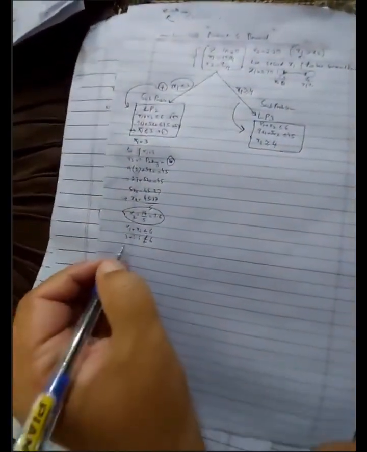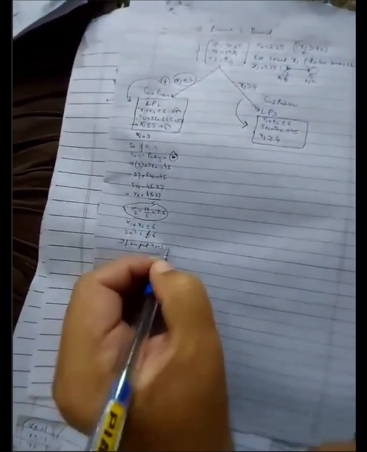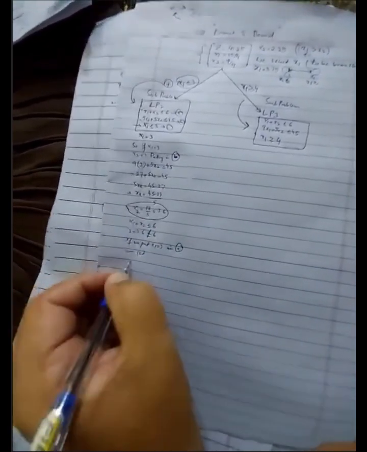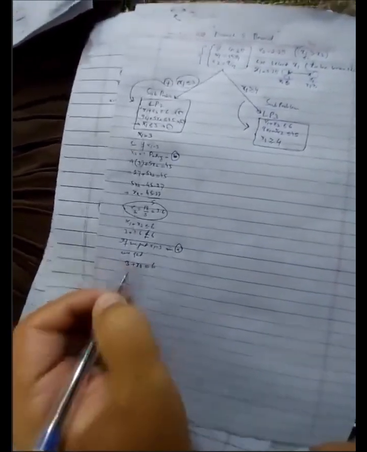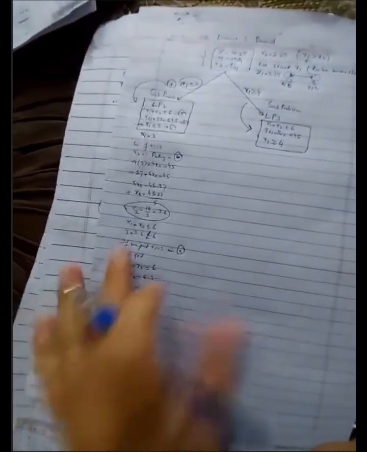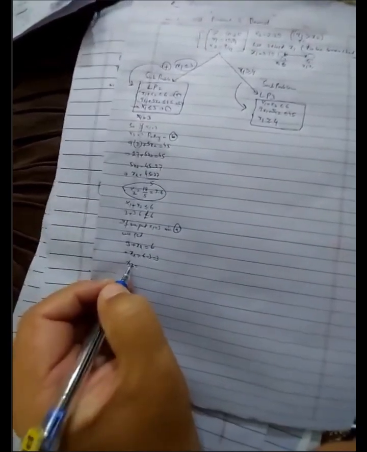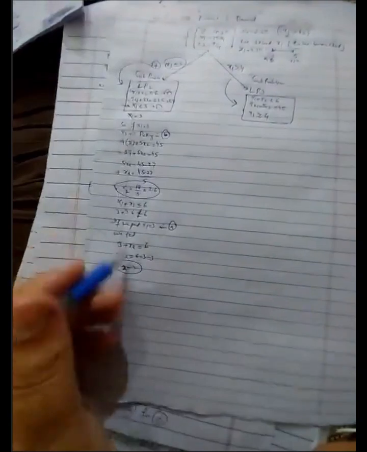We need to find the exact value of x2 that satisfies all these constraints. So if we put x1 equal to 3 in A, we get 3 plus x2 is equal to 6. This implies that x2 is equal to 6 minus 3, which is 3. Now x1 is equal to 3 and x2 is equal to 3. These satisfy both this constraint as well as the first one and the third one.